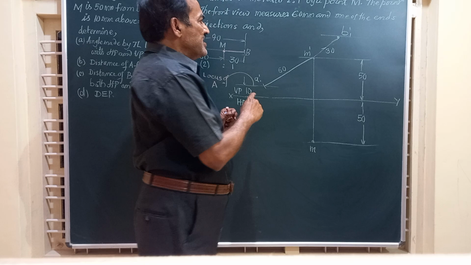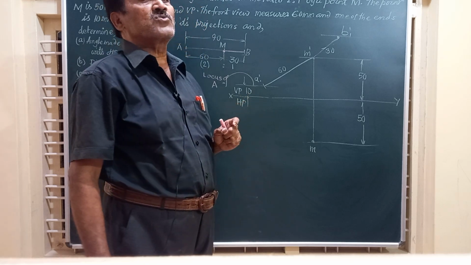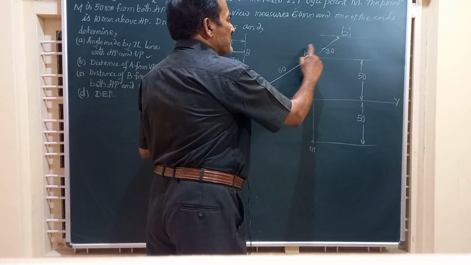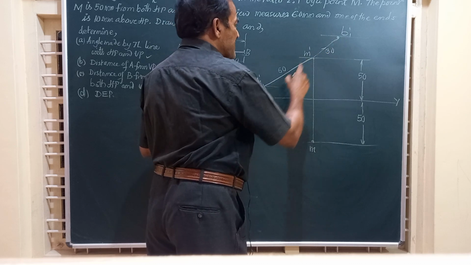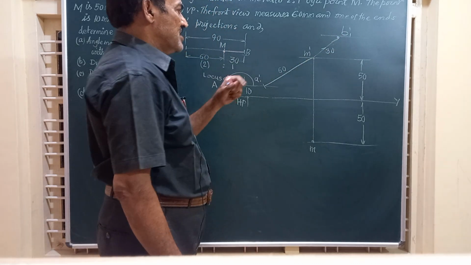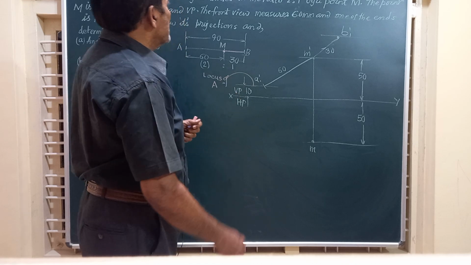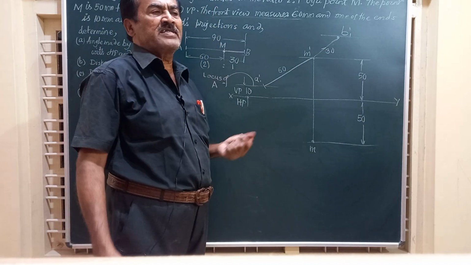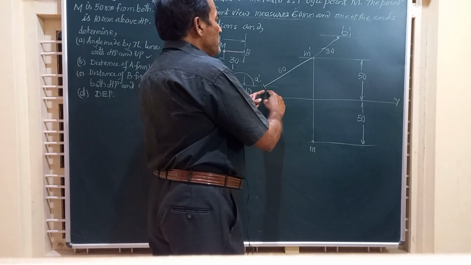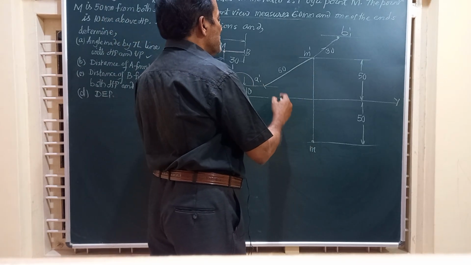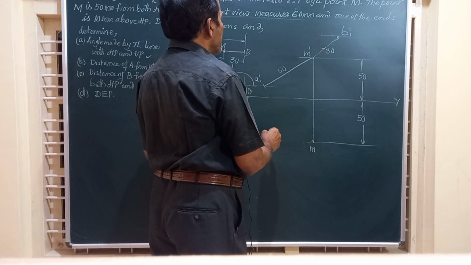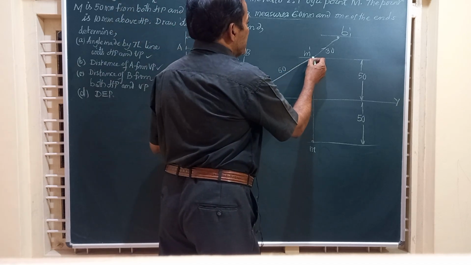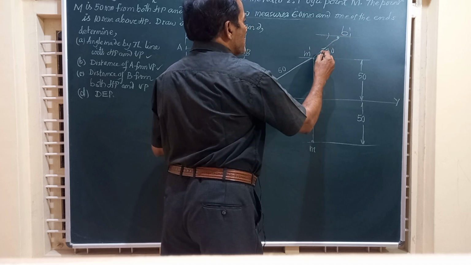So friends, A1 dash B1 dash represents the true length of the line, wherein A1 dash M dash is 60, M dash B1 dash is equal to 30. The total will become 90 millimeter. Now friends, what else is given? The front view measures 60 millimeter. What is the meaning of that? The front view seen above the XY line, that is A dash B dash, is the front view that measures 60 millimeter.